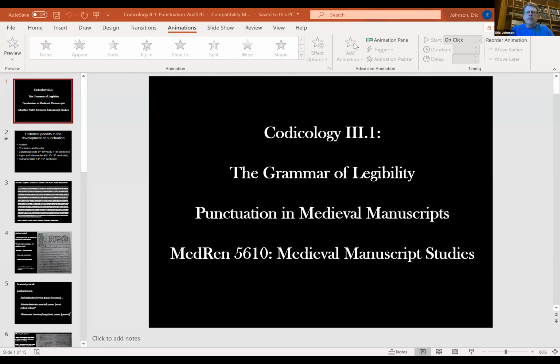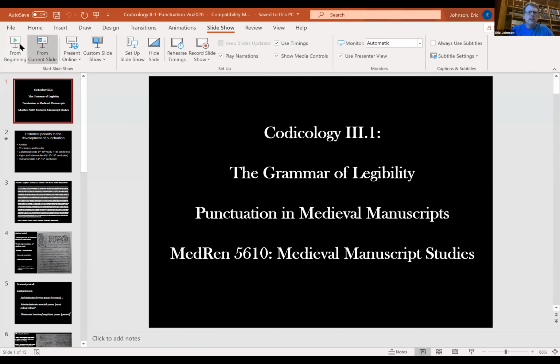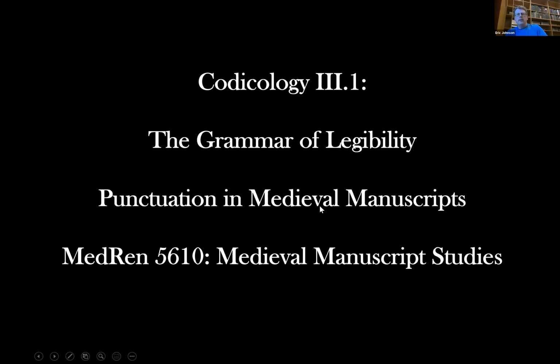As soon as I can get to slideshow there, and there we go. Okay, so as I just mentioned, we're going to be talking about punctuation today, and punctuation can be an extremely frustrating feature of medieval manuscripts. It's very, very slippery, and you will see a lot of inconsistency even within manuscripts produced in the same place during the same period. You may not see the same exact types of punctuation systems used. We'll talk a little bit about why this might be as we go through this lecture.